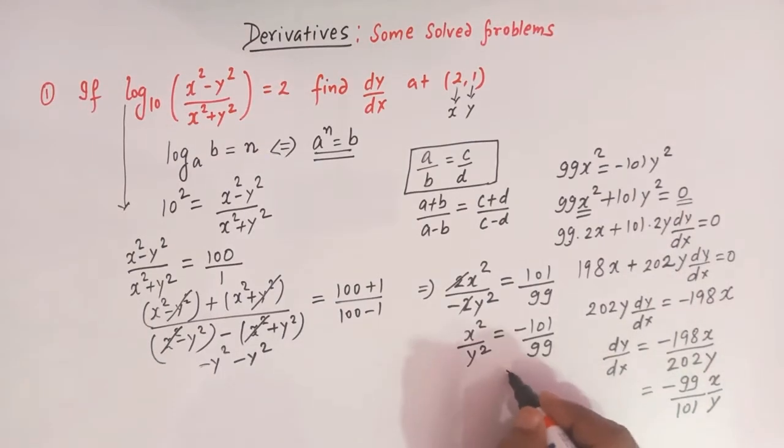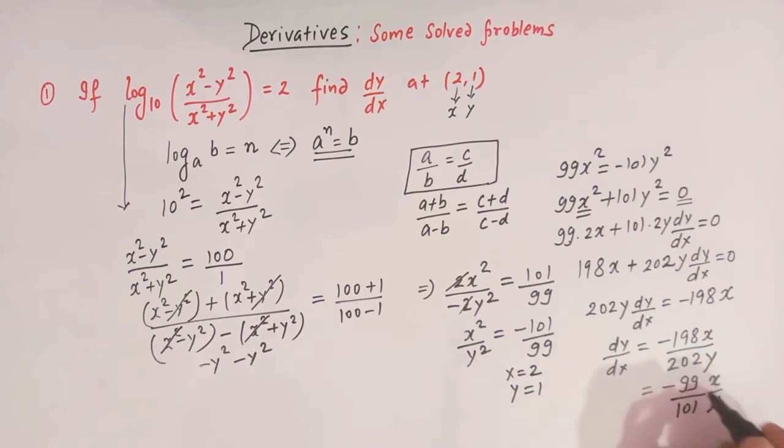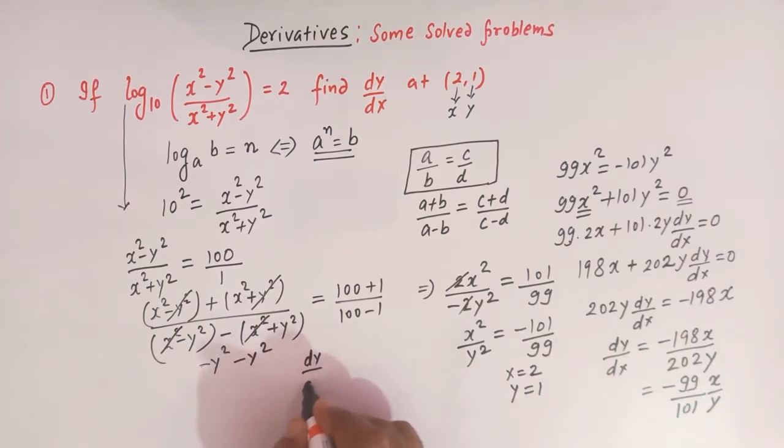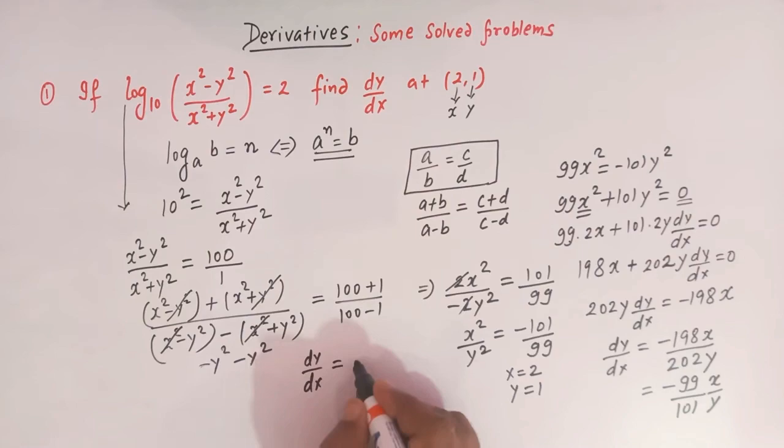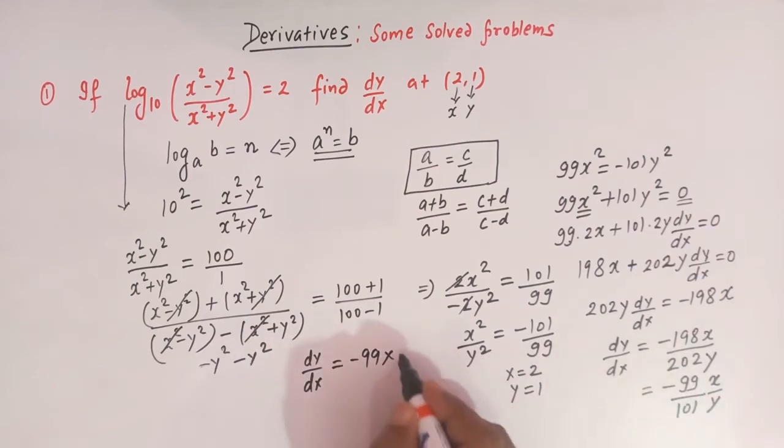So we'll substitute x is equal to 2 and y is equal to 1 in this expression. So dy over dx is equal to minus 99 times x, which is 2, over 101 times 1, and this is minus 198 over 101.